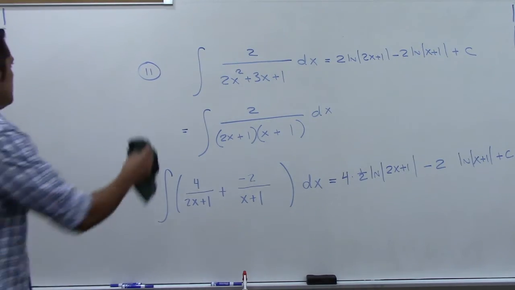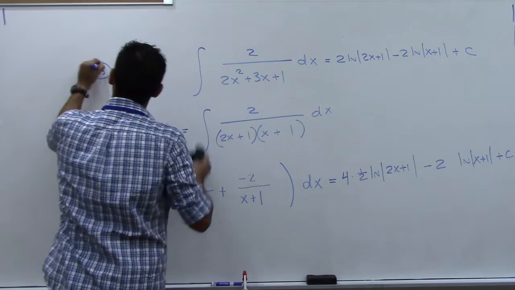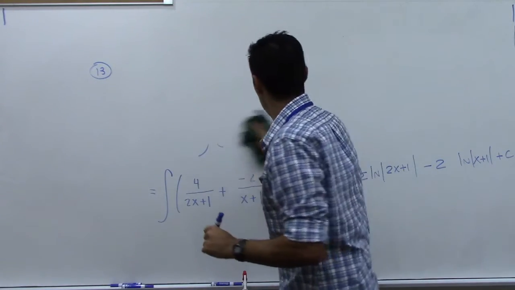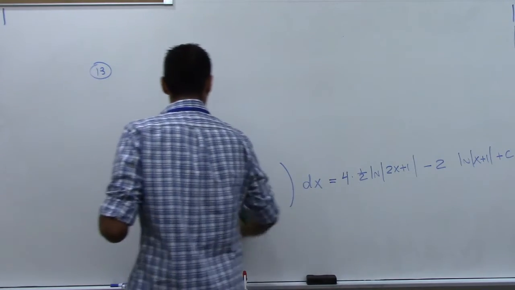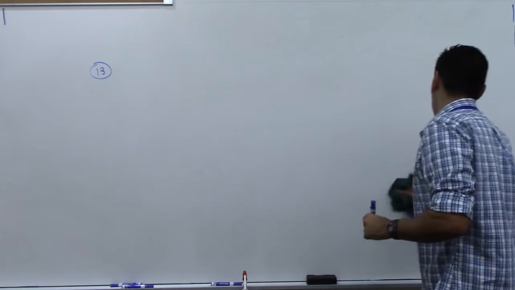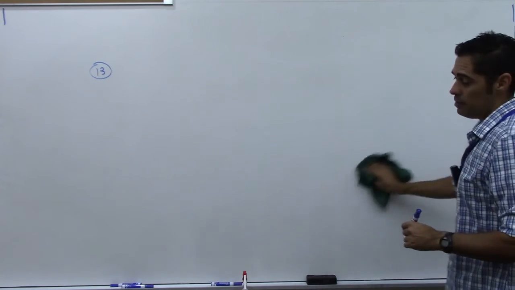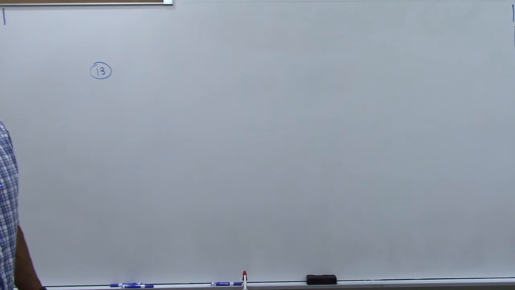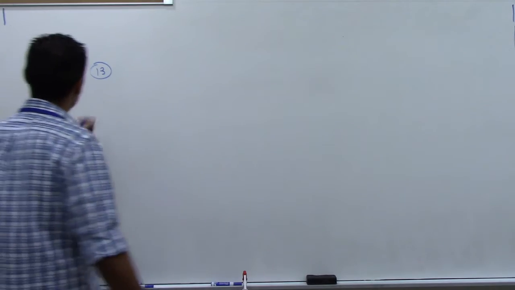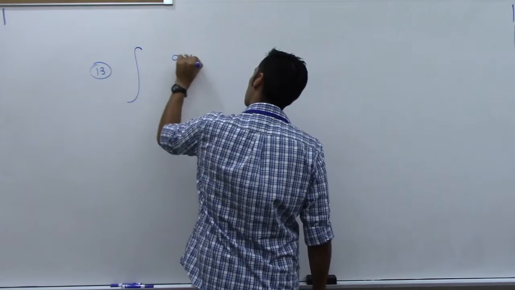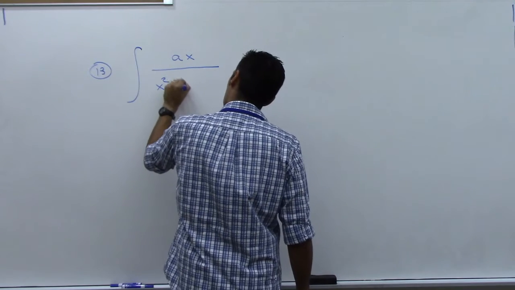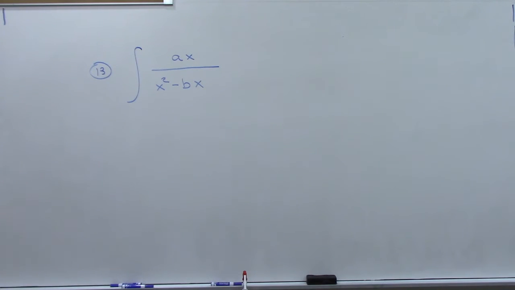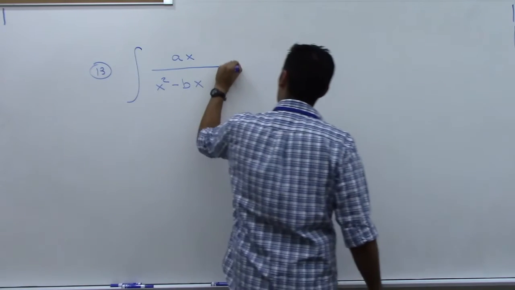All right, let's look at 13. So far, everything we've done, we've had distinct linear factors. Well, the last two that I did, distinct linear factors. Let's see what this one is. Ooh, ax over x squared minus bx. Okay, so we do have a polynomial over a polynomial.